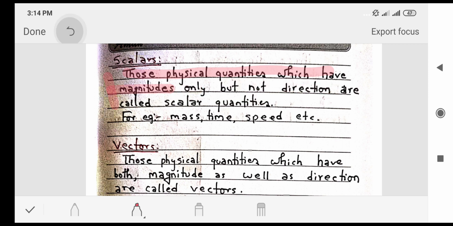You can take some examples of scalar quantities like mass. Mass has only magnitude but it does not have any fixed direction. Similarly, time is also a scalar quantity, speed is also a scalar quantity.